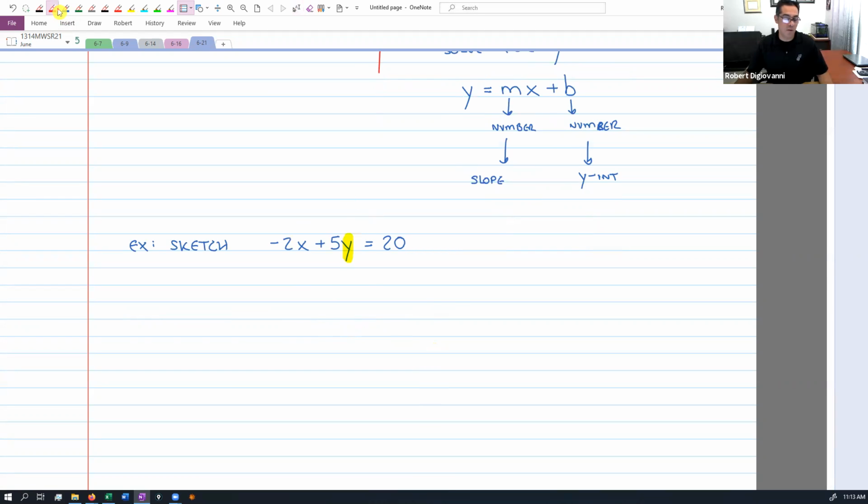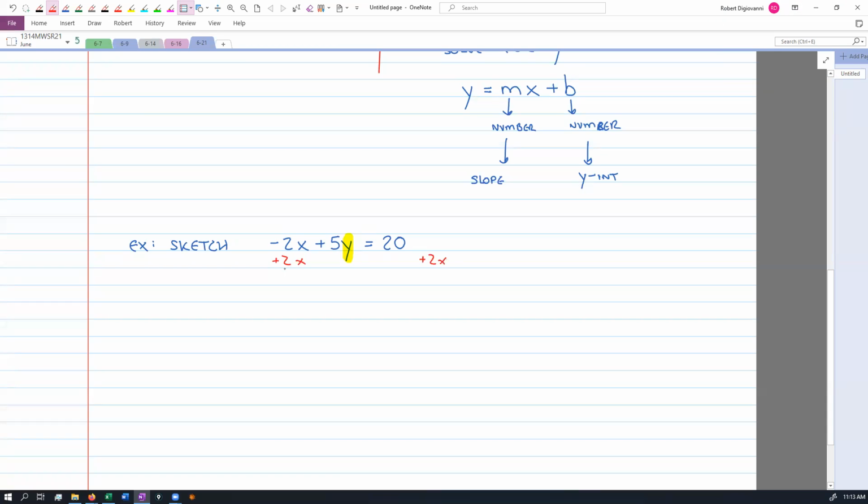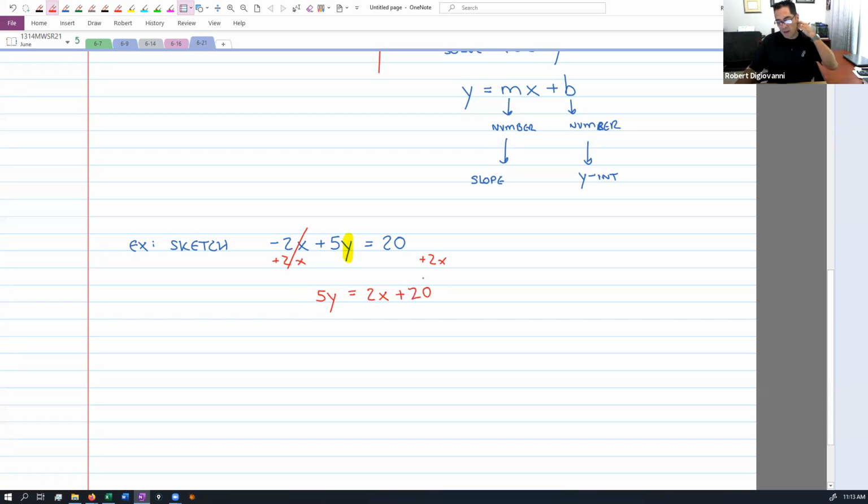Good, okay, so everyone, this is kind of going to be the standard process. We first try and get the x term out of here, so we'll add 2x to both sides. Very good. When we do that, we will have 5y equals, let's put the 2x in front of the 20. And Elisa, we cannot combine these together, right? 2x and 20 cannot be put together because they're not like terms, right?